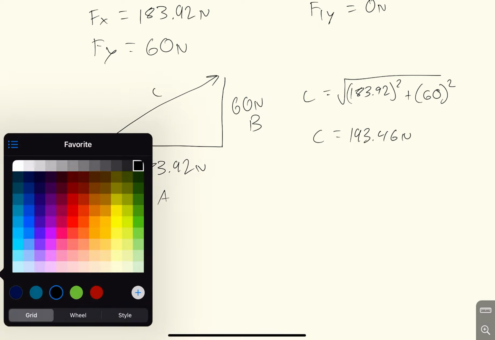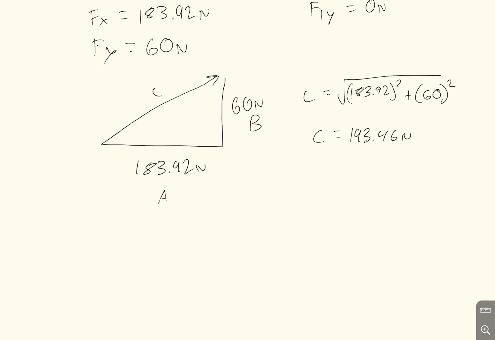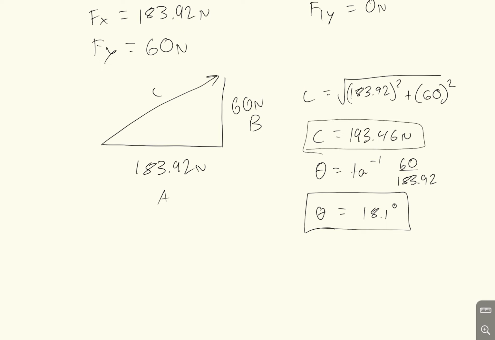So we can leave that there actually. And then our theta is equal to the inverse tangent of 60 over 183.92. Our theta is equal to 18.1 degrees. And so those are our two final values. So the resultant sum vector will be 193.46 newtons, 18.1 degrees above the horizontal. Now let's try the next problem.